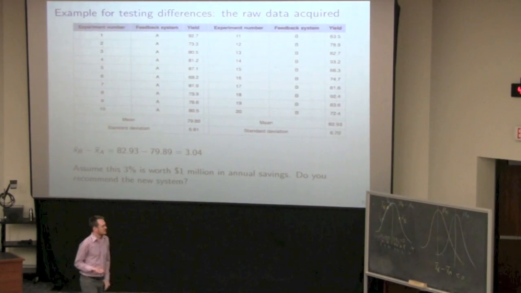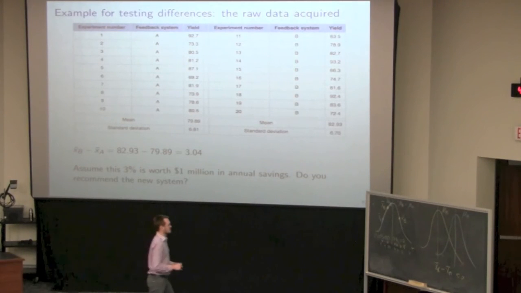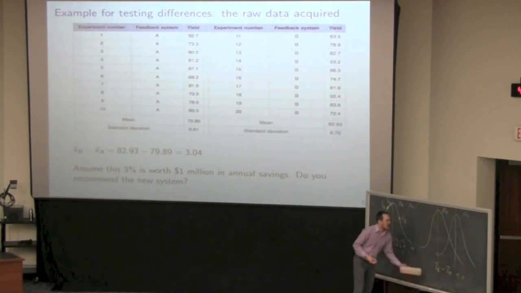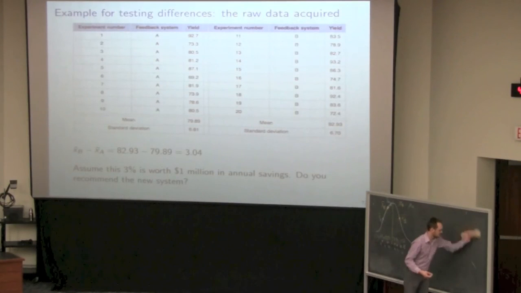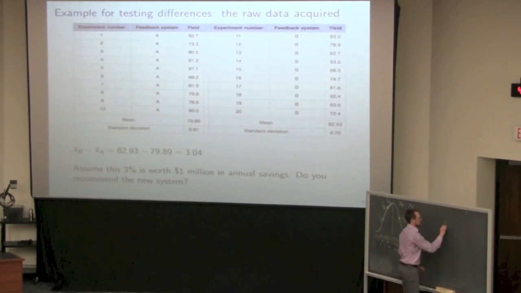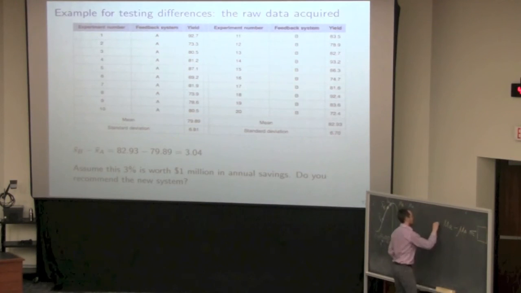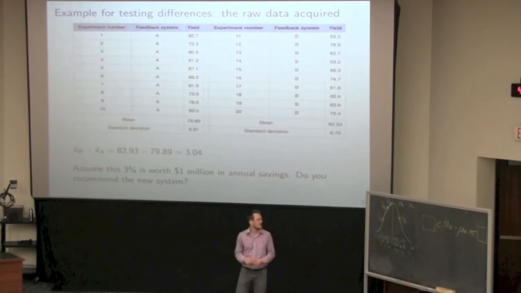So our purpose then is to construct a confidence interval, not for mu A or not for mu B. Our goal with this part of the course is to construct a confidence interval for the difference between those two. So mu B minus mu A. We construct a lower bound for this and an upper bound for that. So we've got to find bounds within which the difference in means lie.